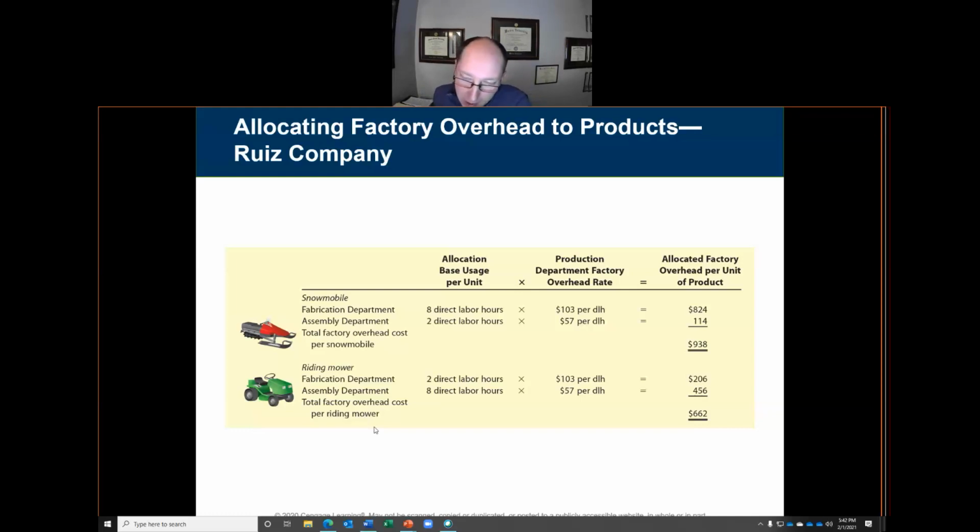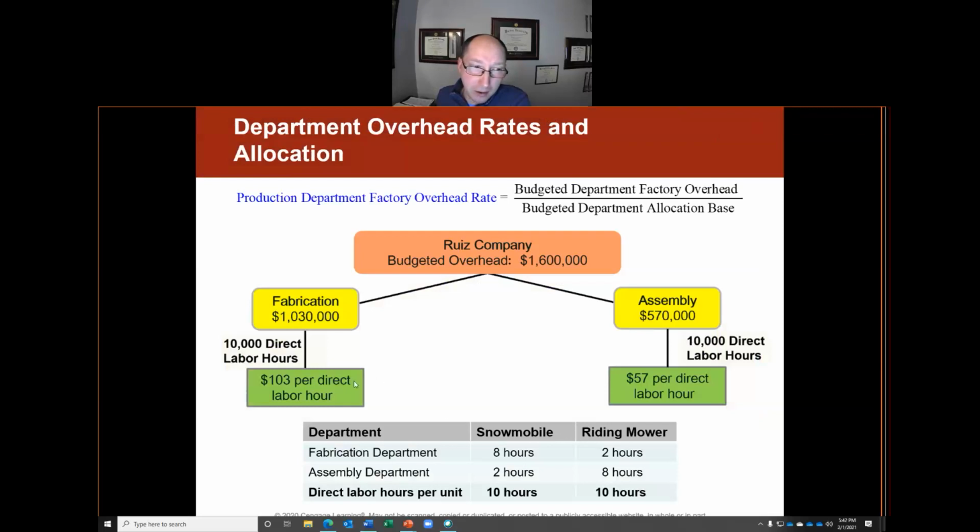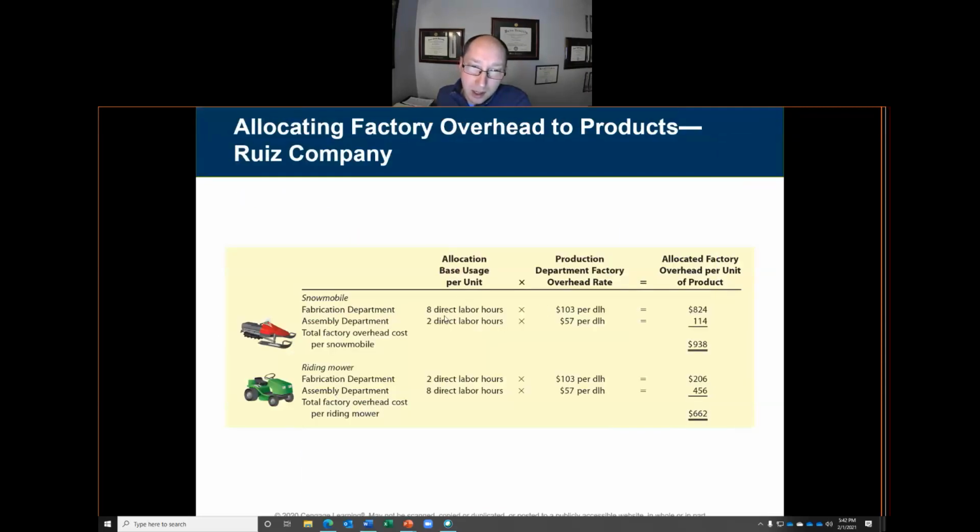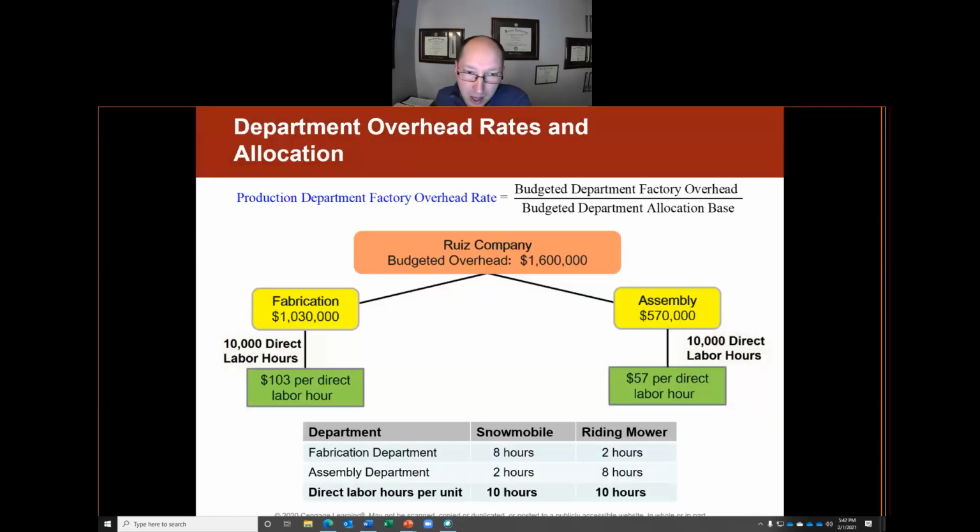So just think of it this way. You need to break it down by department. If it spends 8 hours in the fabrication department, and we figured out that the allocation for that department is $103 per hour, 8 times 103, 824. Then you do the same thing for the assembly department. And you do it for both units, the snowmobile unit and the riding lawnmower unit. It's just kind of like breaking it down is what it comes down to.